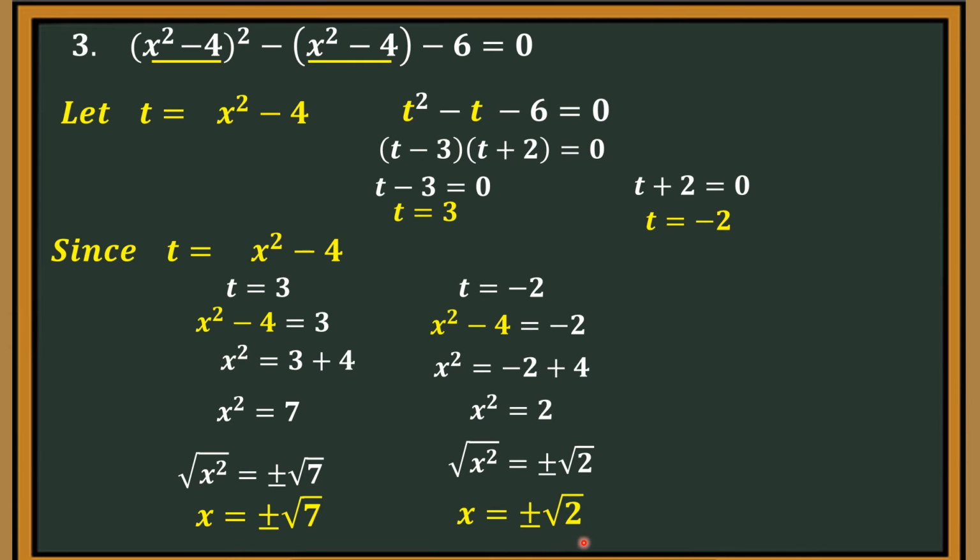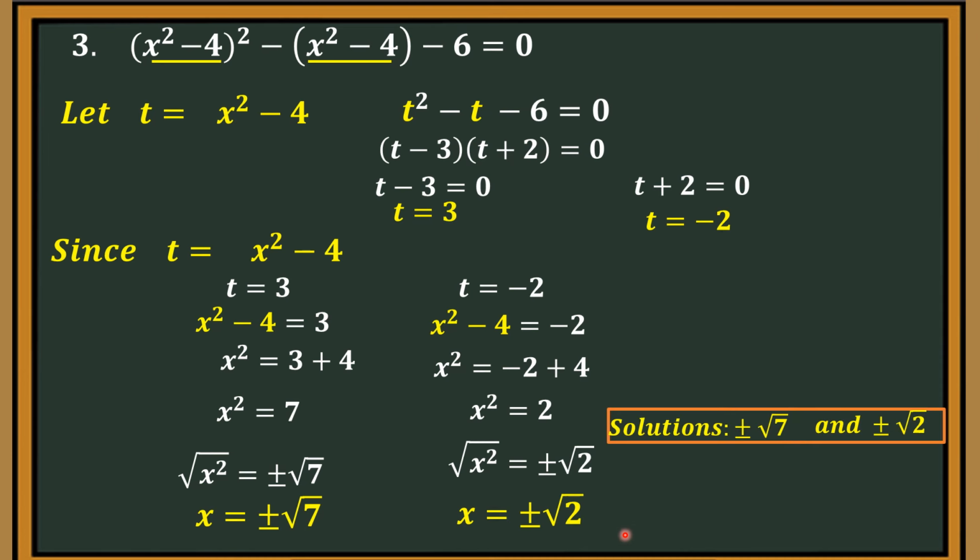So, these are now the solutions. Solutions, plus or minus the square root of 7 and plus or minus the square root of 2. Or we can also read this as positive or negative the square root of 7 and positive or negative square root of 2.